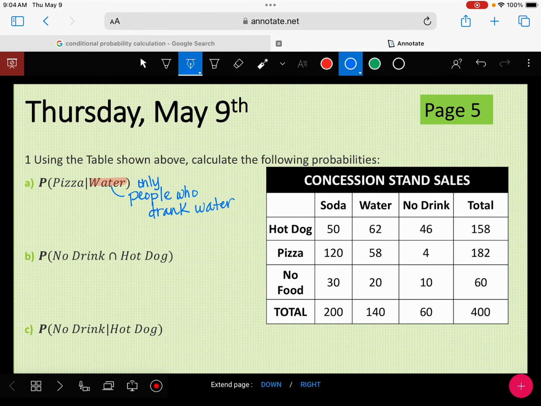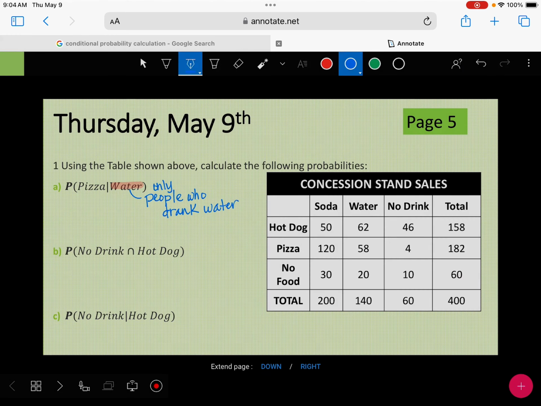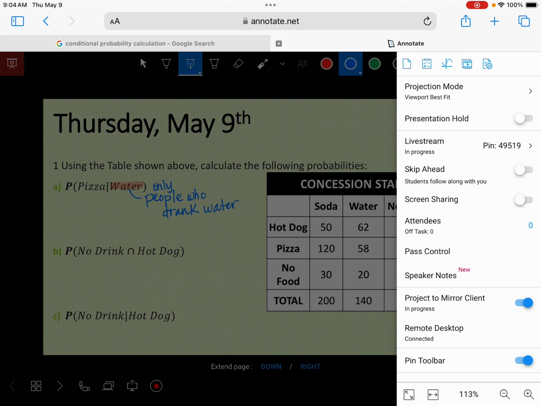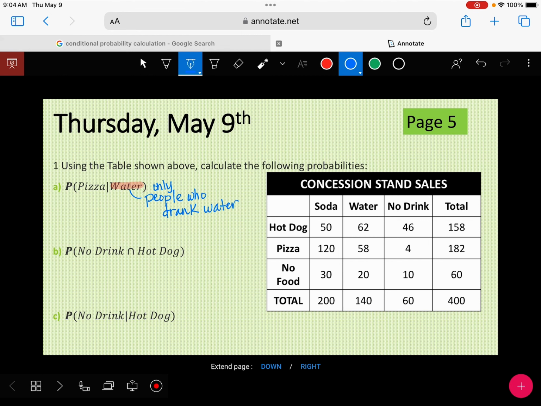So when you're looking at your table, oh wait, wrong thing. Okay. When you're looking at your table, that means I'm only interested in this column right here. How many total people drank water? Out of how many?